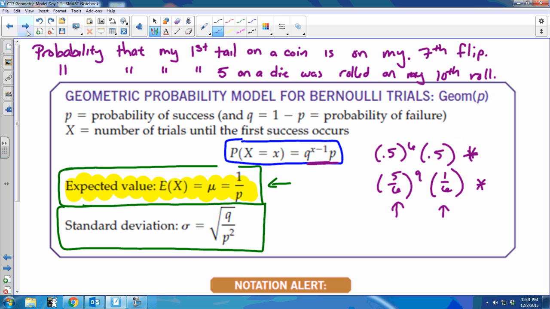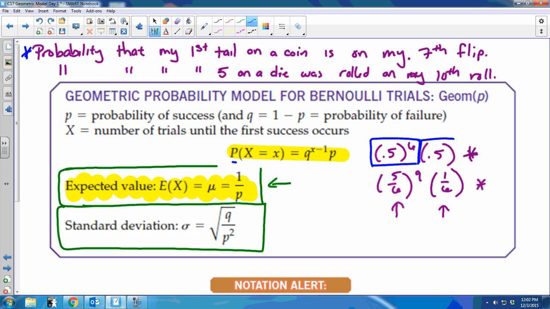So here is how you would calculate all these probabilities. If X is the number of trials until the first success occurs, then you have q to some power times p. That's all this means. I did 2 examples up here. The probability that my first tail on a coin is on my 7th flip. What's the probability of getting tails on a coin? 50, right? So I didn't get a tail, so the complement is also 50. I didn't get a tail 6 times, and then I did.